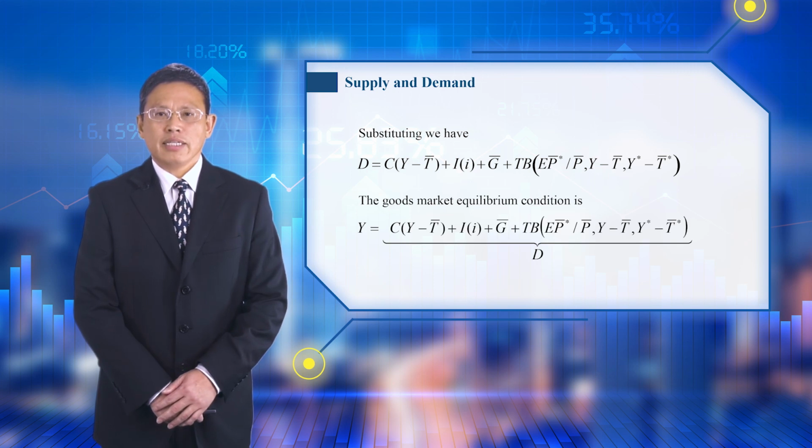Finally, in an equilibrium, demand D must equal supply Y. So from the preceding two equations, we can see that the goods market equilibrium condition is Y equals D.